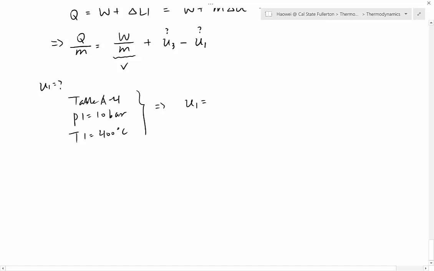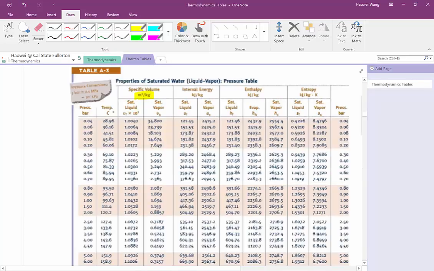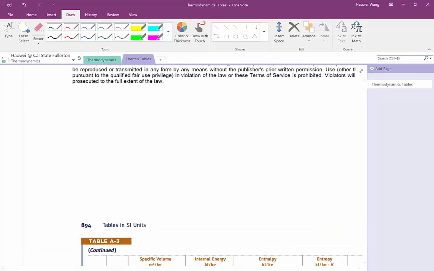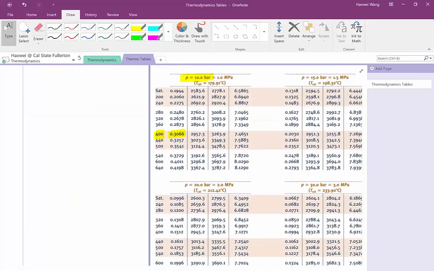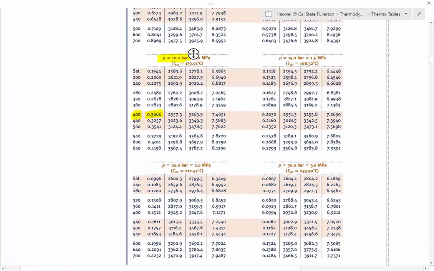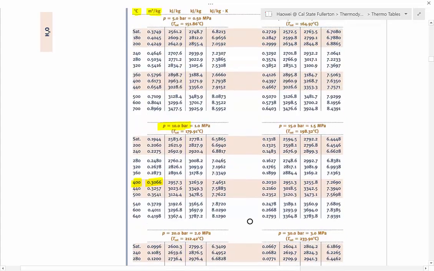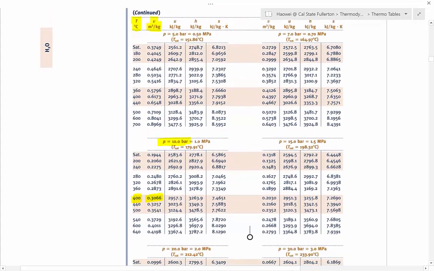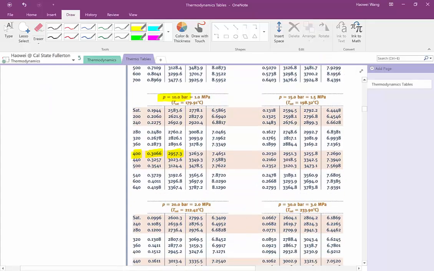Okay, so now let's go back to the table. Table A4 this time. Pressure is 10 bar. This is the block, 10 bar. The second input is temperature, 400 Celsius, highlighted already. But this time we're looking for u. Where's u? u is in the third column. The unit is kilojoule per kilogram. So the corresponding u will be this one, 2957.3 kilojoule per kilogram. So now we can write down this corresponding u, and that is our u1.